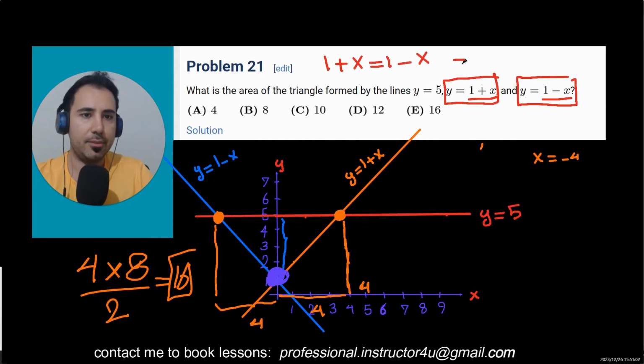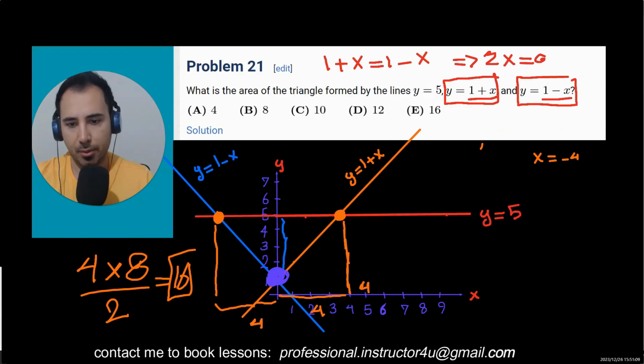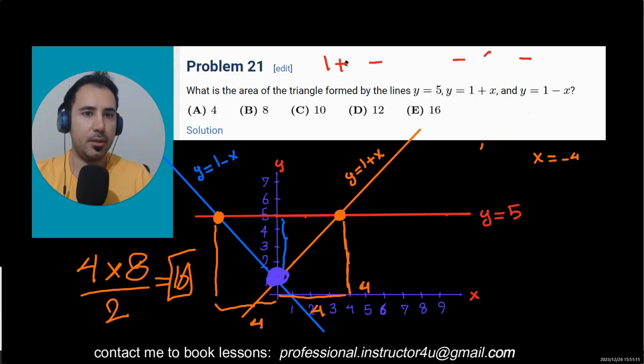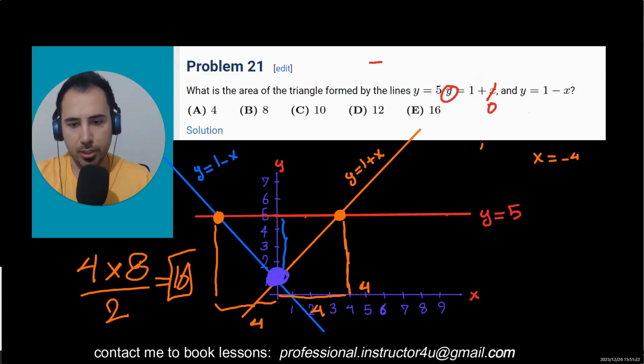So it's going to have 2x, then we're going to have 2x is equal to 0. So you would see that x will be 0, and we already knew that x was 0. So instead of any of them, you put x as 0. For example, if x is 0, 1 plus 0, so y will be 1, which is going to be this point here. We already know it.